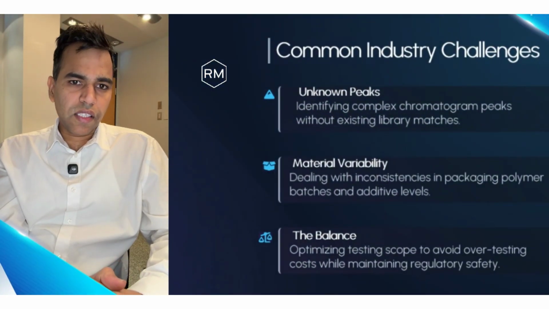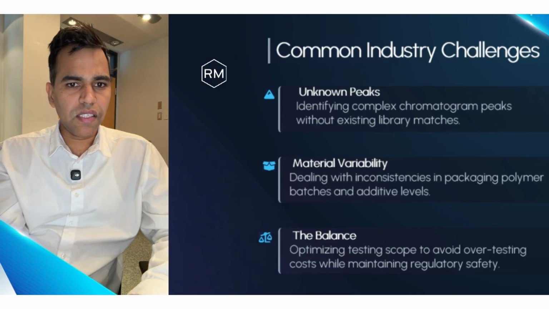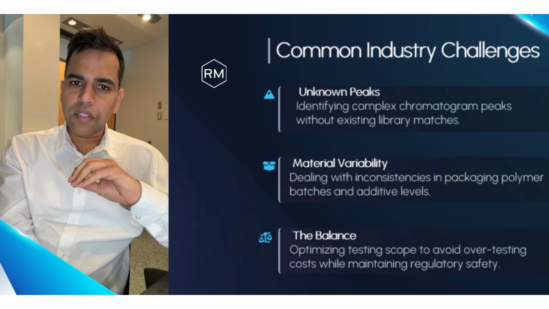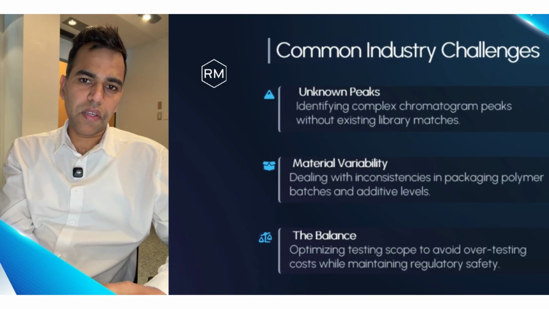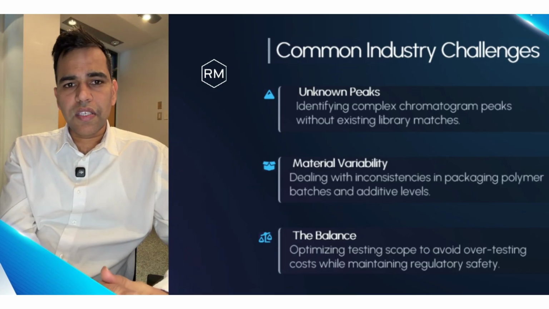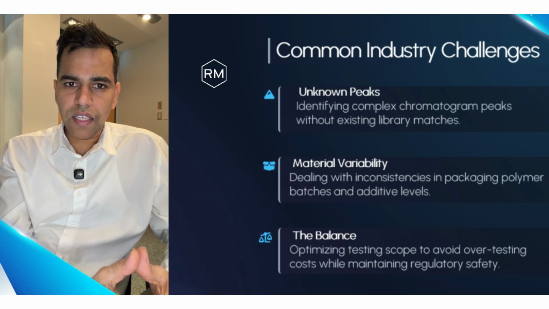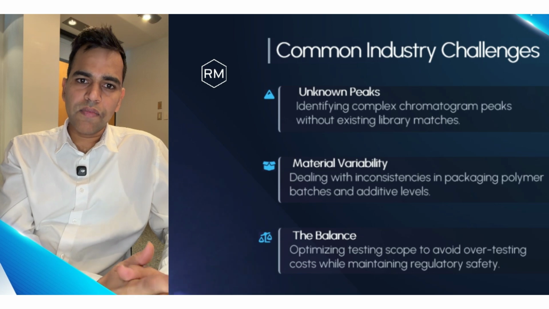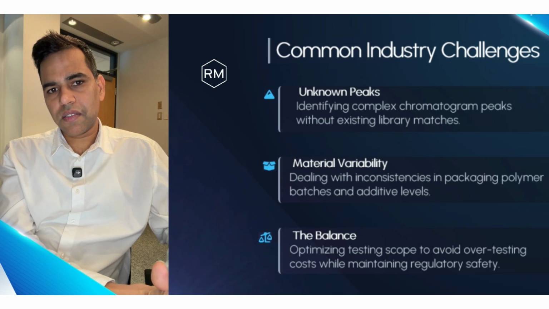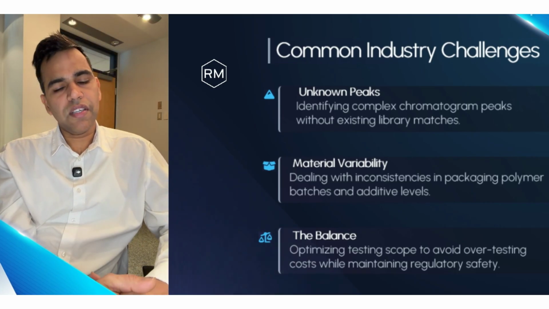Common industry challenges. In real-world scenarios, E&L testing comes with challenges. One major issue is unknown peaks, compounds that don't match any known database. Then there is material variability, where packaging components differ between batches. And finally, finding the right balance, avoiding excessive testing while still meeting the regulatory expectations. This balance is where scientific judgment becomes critical.